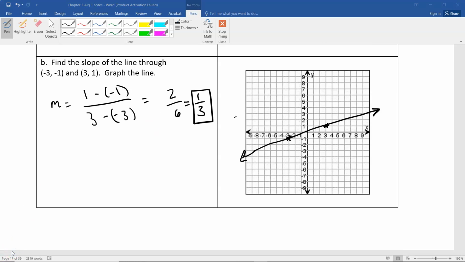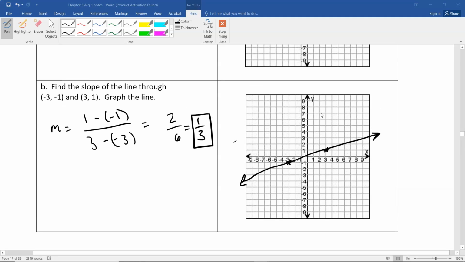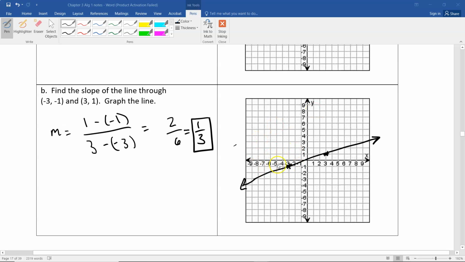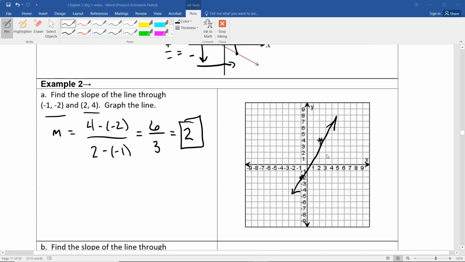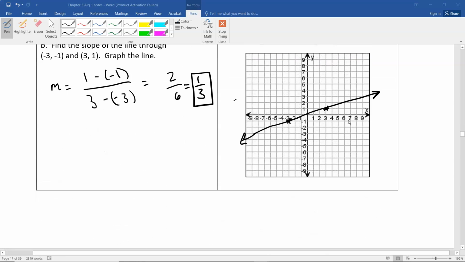Okay, so here's the solution for example 2B. We have a slope of 1/3 and our line looks like this. One thing to take away from this pair of examples is both of these lines have a positive slope. However, notice that here we have a fractional slope and our graph really isn't that steep. Whereas in this example, we had a slope of 2, a slope that's greater than 1, and notice how steep our graph became because of that. So the higher the number is, the more steep your line is.